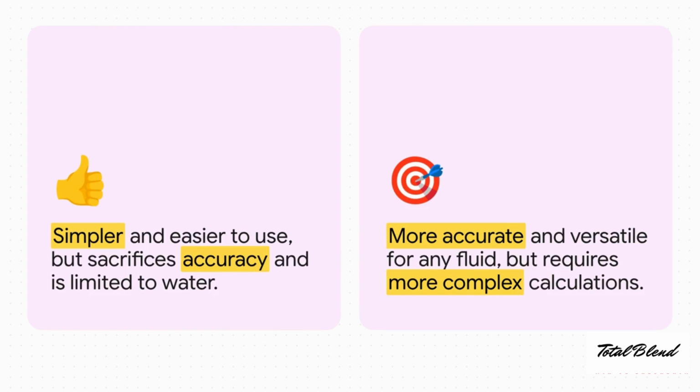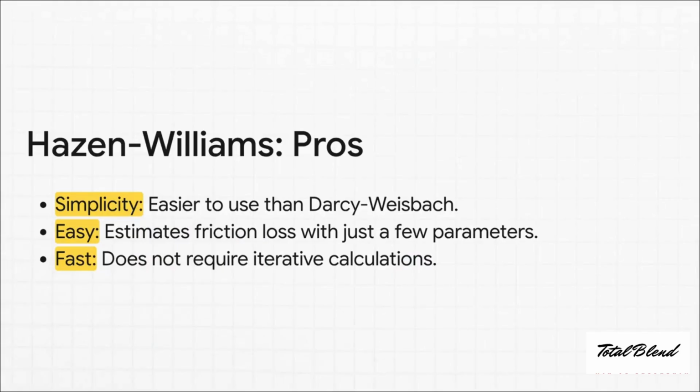So let's break down the pros and cons of each, starting with our old friend Hazen-Williams. In Hazen-Williams' corner, its biggest strength is just pure simplicity. It's so easy to use. You just plug in a few numbers, pipe length, flow rate, that C value we talked about, and you get an answer. It's fast, it's direct. No complicated extra steps needed.